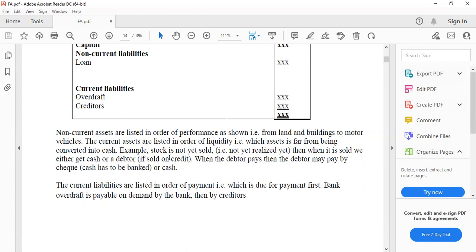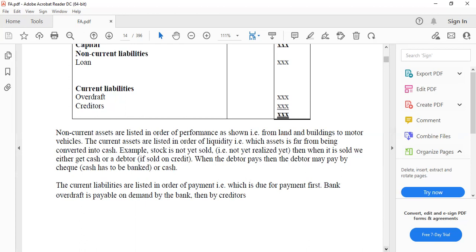That means you have made your sales and you have not been paid. So those are debtors. And creditors are purchases on credit. You made purchases and you have not paid. Those are creditors, or accounts payable. At advanced level, we shall call it accounts payable. The current liabilities are listed in the order of payment, which is due for payment first, but overdraft is payable on demand by the bank.